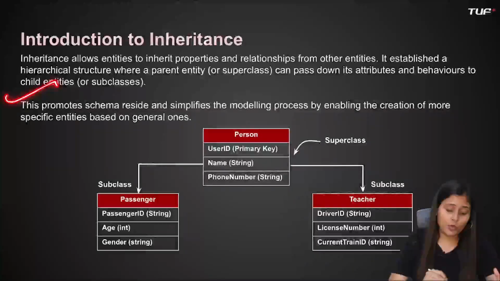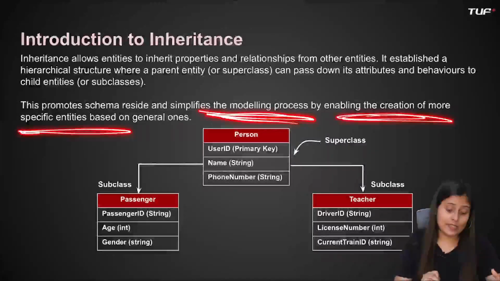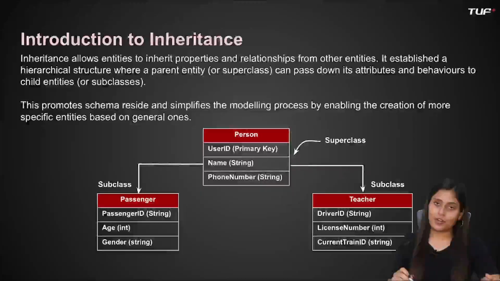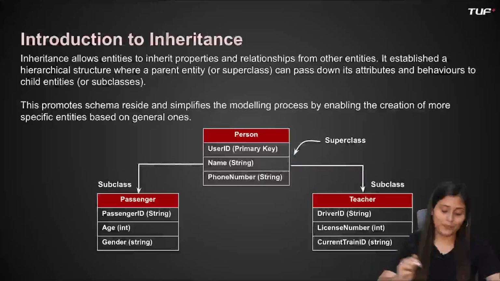So this basically promotes schema reuse and simplifies the modeling process by enabling the creation of more specific entities based on the general ones. Instead of recreating the attributes or the relations for the child entities, we can directly inherit the properties or relationships from the parent. We just need to create the child entity with all those features which are already there in the parent entity. So basically it helps to simplify the modeling process.